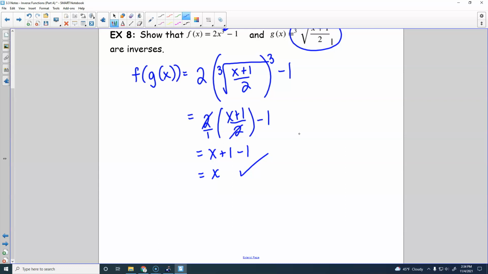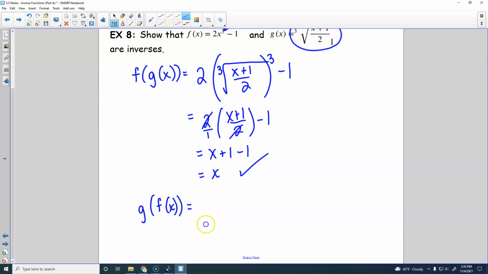I will tell you that I have never seen a set of inverses where f of g of x works, but g of f of x does not. I do not know if that exists or not, but I do know that they say you've got to check both ways. So I'm guessing maybe there's a possibility it exists. I'm not sure. Never seen one, actually.